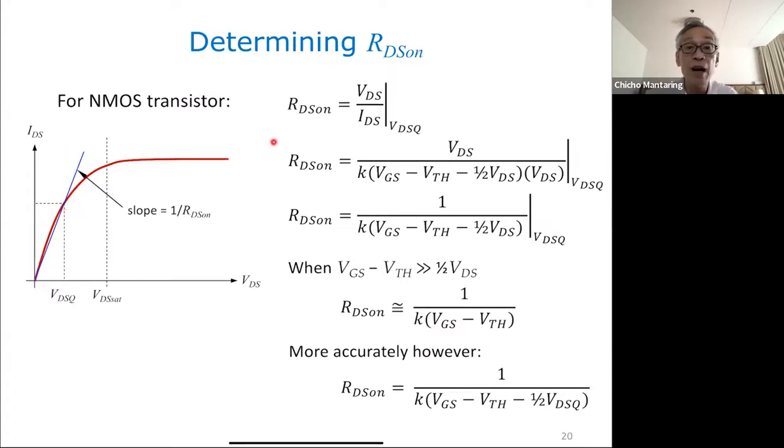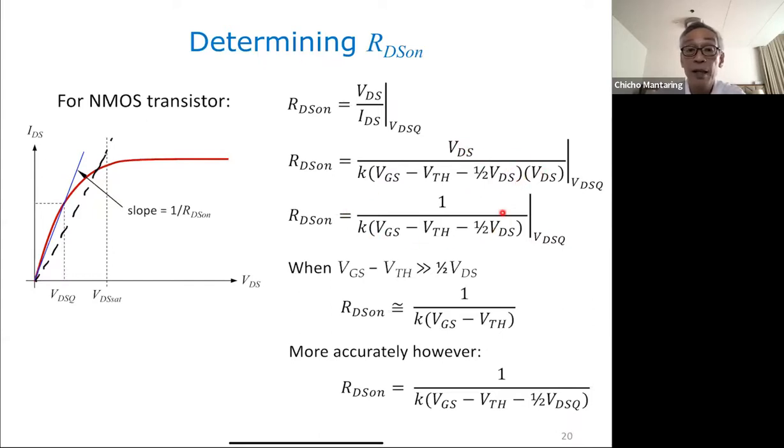Because the value of RDS on is VDS over IDS. So if you're operating here, that's the reciprocal of the slope of the blue line. If you're operating here, let's say, it's going to be the reciprocal of the slope of this new line. So depending on where I'm operating, RDS on would be the reciprocal of this slope. Now, how do you compute for that? VDS over IDS, that's RDS on. This is your expression for IDS. So this VDS cancels out.